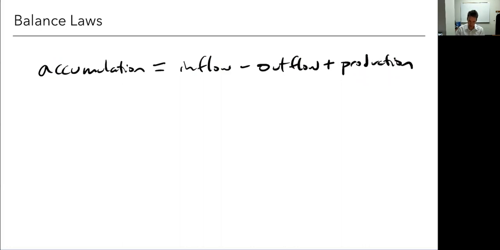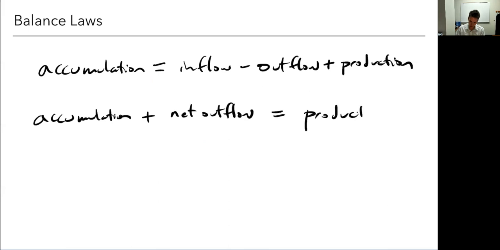Okay, but typically in the balance laws, we take the same equation, but we rearrange it. We would say the accumulation plus, and I'm going to take this term and move it over, and this term and move it over, but we'll just call it a net outflow, right? So that means outflow minus inflow is equal to production. This is just the way we'll normally see it in the fluid balance.